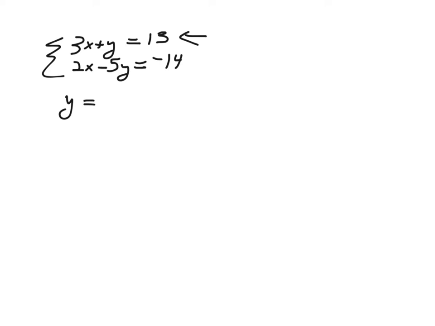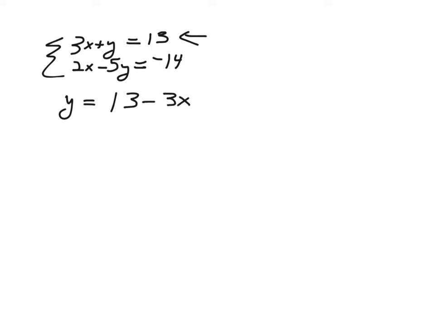Let's say I have the system 3x plus y equals 13 and 2x minus 5y equals negative 14. Now when we're solving these, we can solve for any variable in either equation and plug it into the other equation. You can see that the easiest thing to solve for is right up here, to solve for y. That would give us y equals 13 minus 3x.